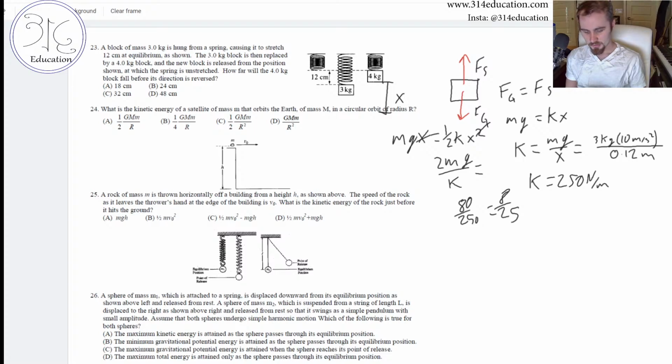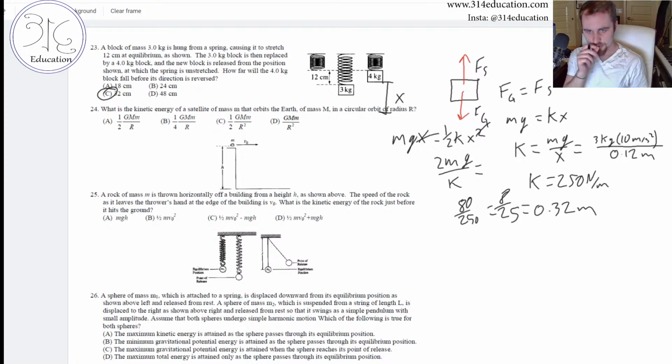Let's see what that is. 8 divided by 25 is 0.32. So this is 0.32 meters or 32 centimeters. Good, good. That one almost stumped me for a second there. But yeah, that wasn't too bad.